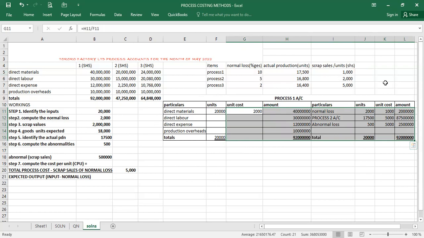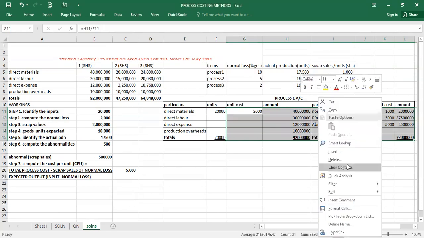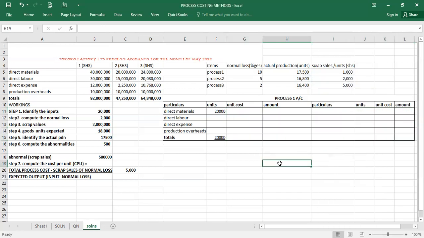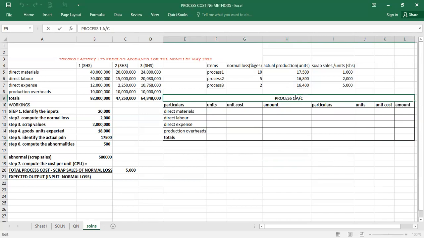Then we can try to clear this content so that we can try to put in the new information. Then this one, we can remove it, and this will move it so that we'll be having an empty account. But here, remember, it's now process two.